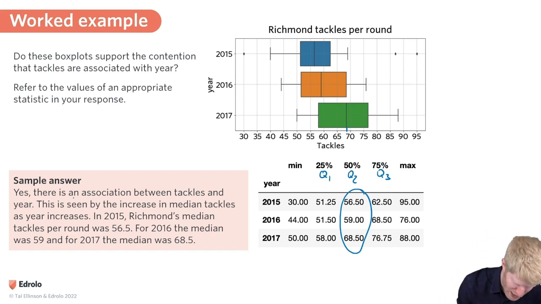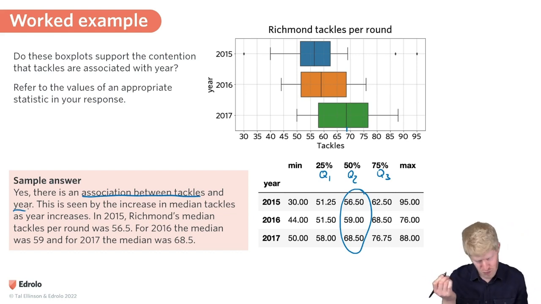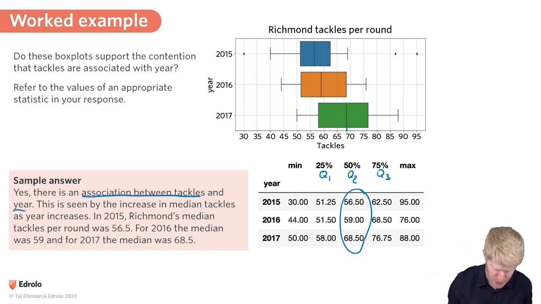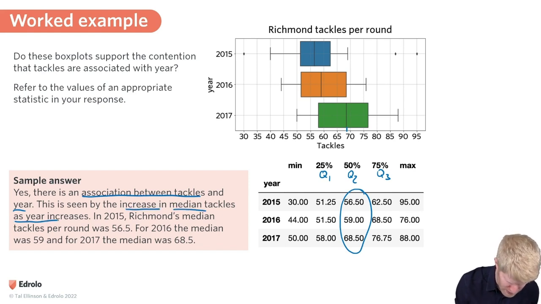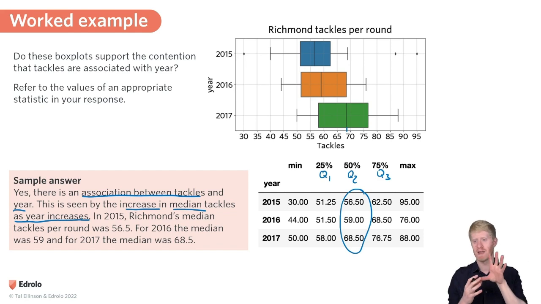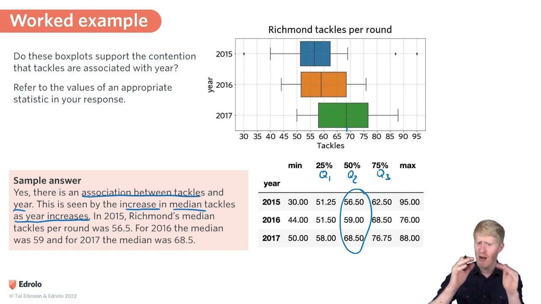So yes, we think that there is an association between tackles and year. Looks pretty clear from the box plots. How do we support it? This is seen by an increase in median tackles as year increases. So this is the part where we're describing the actual change that we're seeing. We're not just quoting the numbers. We're saying, oh, it's gone up, it's gone down, or there's been a change.